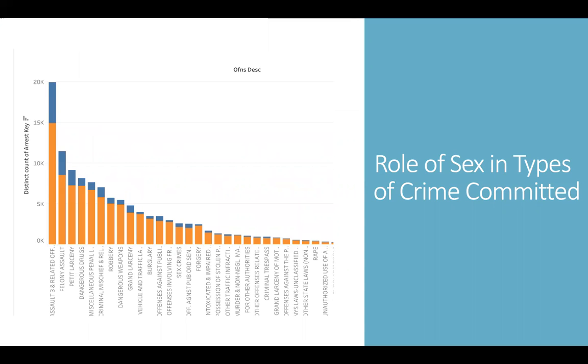Men and women also appear to commit different types of crimes, as we can see in this chart. An example of that would be the top most committed crime, which is assaults and related crimes, where almost 80% of these crimes are committed by men and only 20% by women.